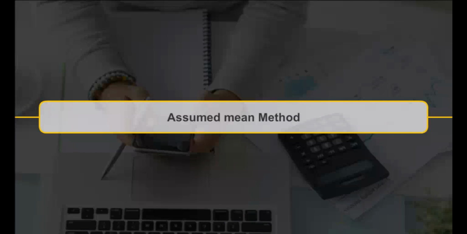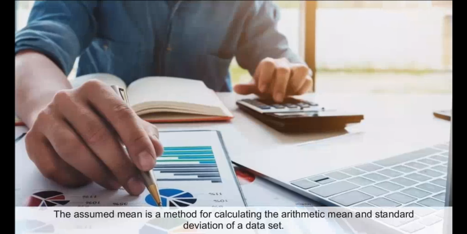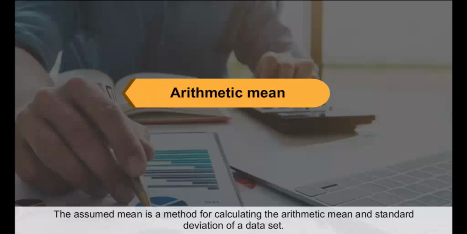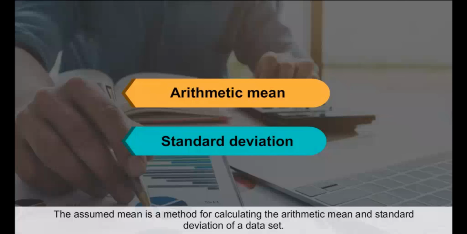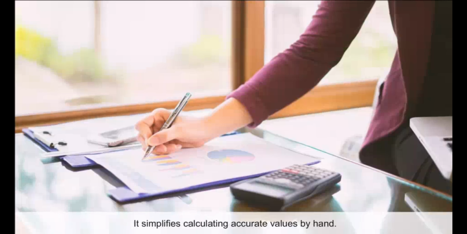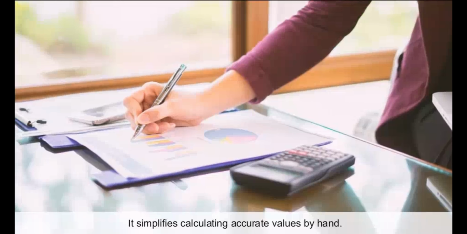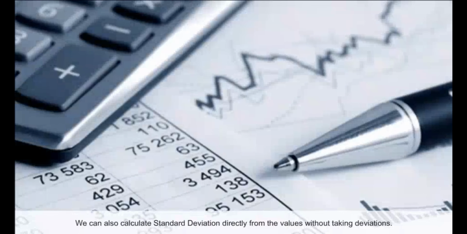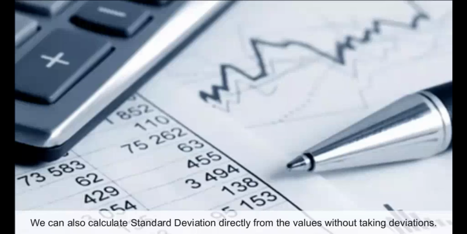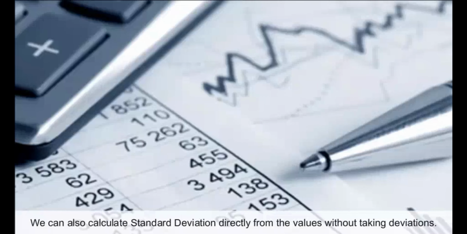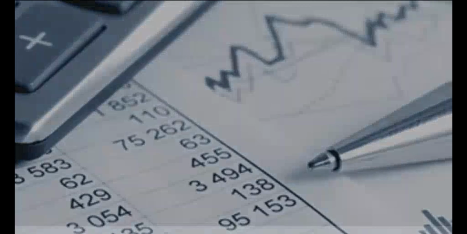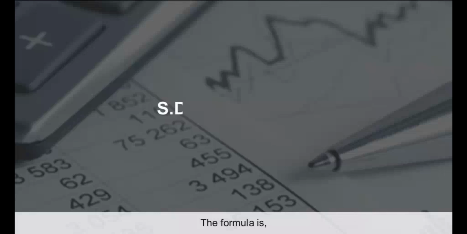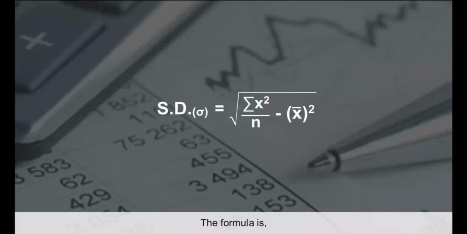Assumed mean method. The assumed mean is a method for calculating the arithmetic mean and standard deviation of a data set. It simplifies calculating accurate values by hand. Direct method. We can also calculate standard deviation directly from the values without taking deviations. The formula is standard deviation is equal to under root summation x square upon n minus x bar square.